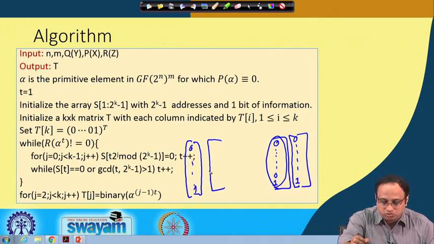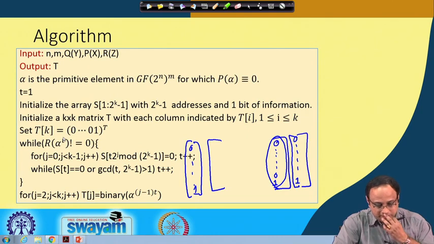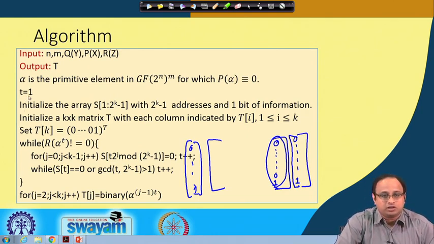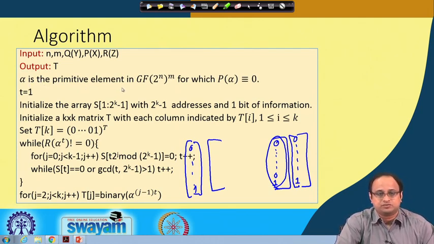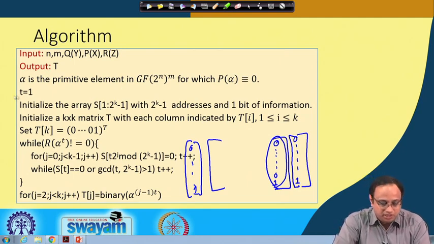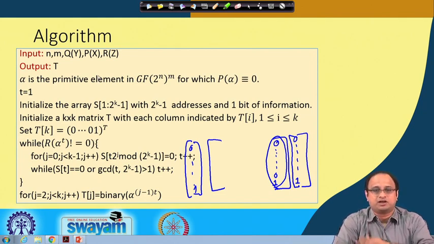To find that, we do a very simple evaluation. We choose t, initially starting with t equal to 1, and we start with the primitive element in GF(2^n)^m. Although I have not told you in detail, there are quite efficient primitivity tests available. We can apply one of them to verify whether alpha is a primitive element or not. You need not generate alpha and then check; you can do it more efficiently.